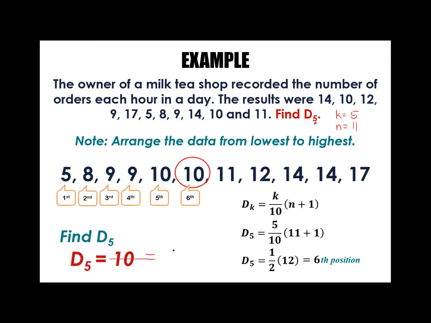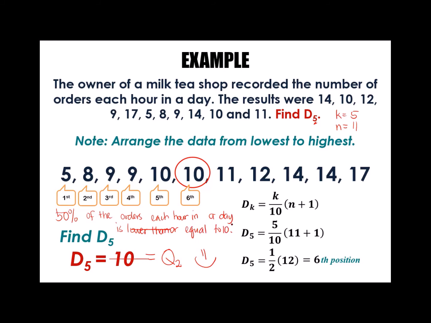So, diba, ito rin po ay tinatawag natin na Q sub 2. Okay? So, parehas lang din kung paano mo i-interpret. So, ilang percent ba si D sub 5? We have here, diba, 50%. So, 50% of the orders each hour in a day is lower than or equal to 10. So, parehas lang siya. Okay po.